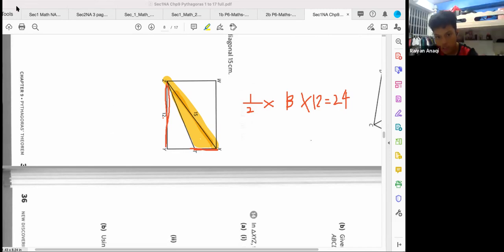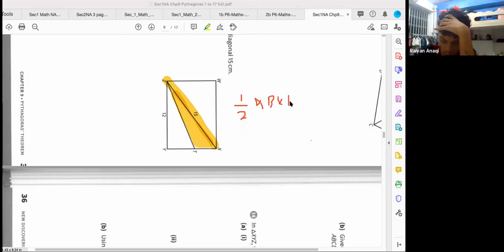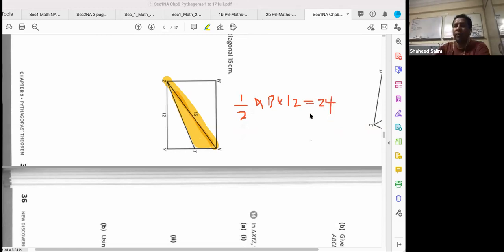Is the answer 2 or is it not? Can you show me your working, please? Tell me what were the steps you did. Half times B times 12, right? Equals to 24 divided by 12.